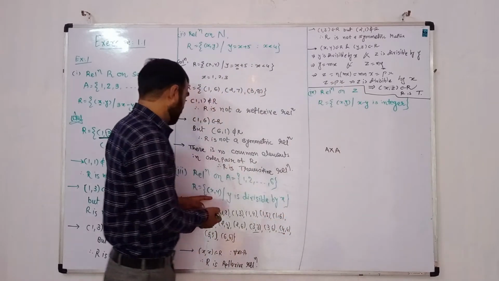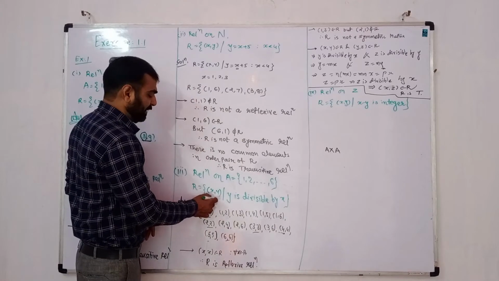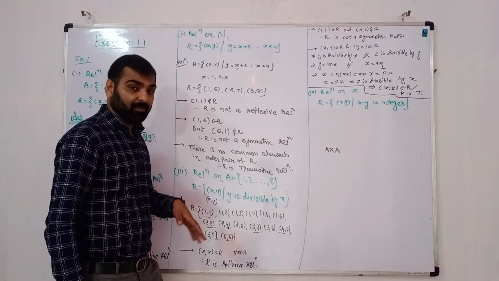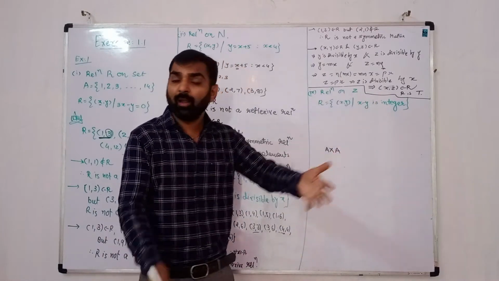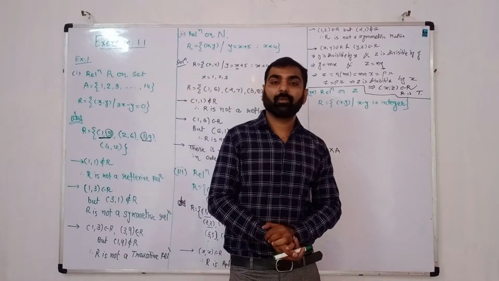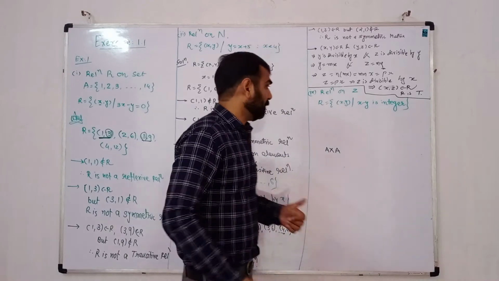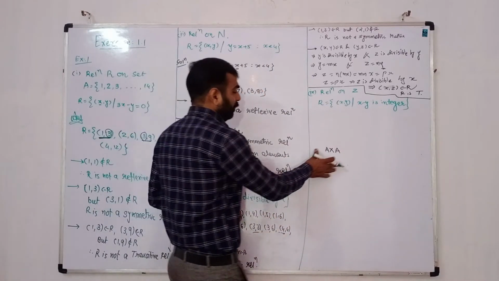And what is xz? xz means z is divisible by x. Therefore xz belongs to R, so R is a transitive relation.